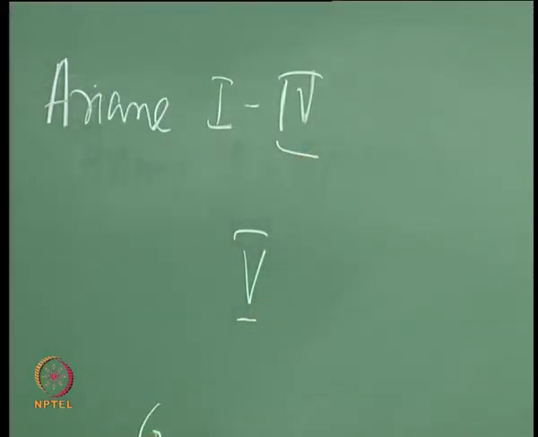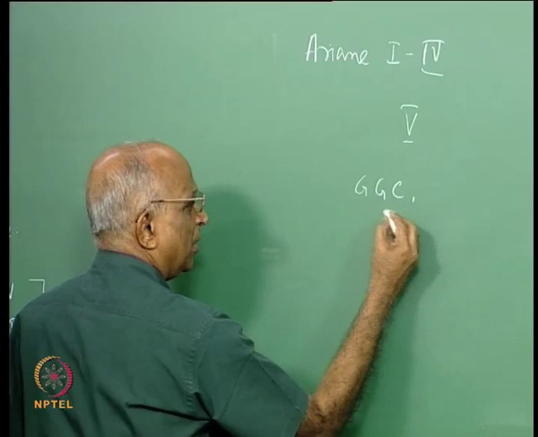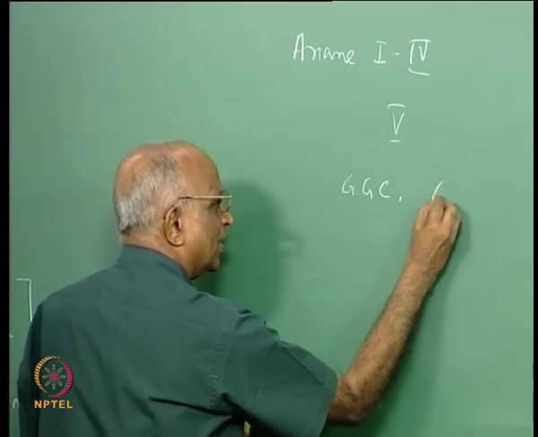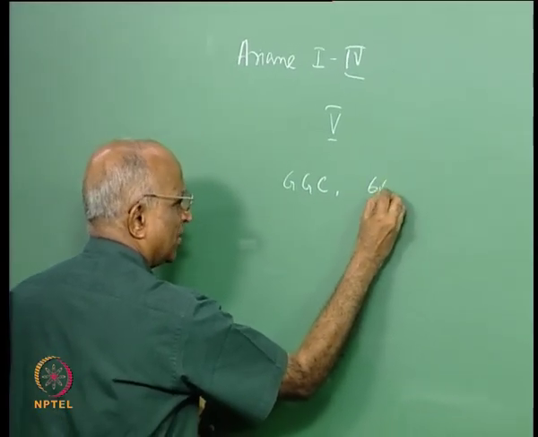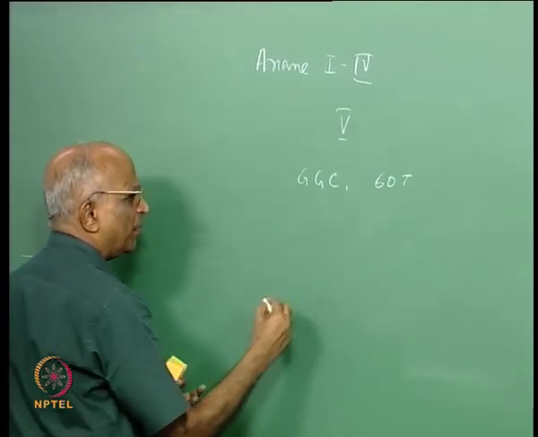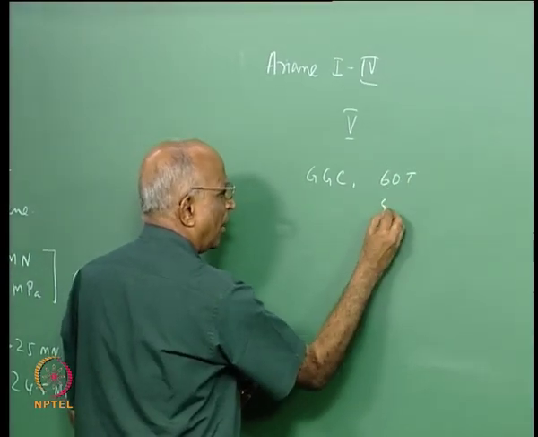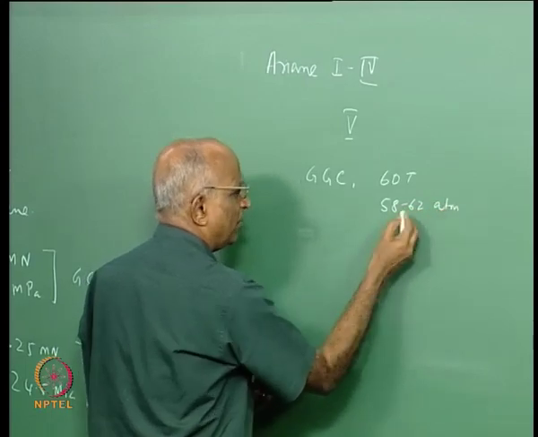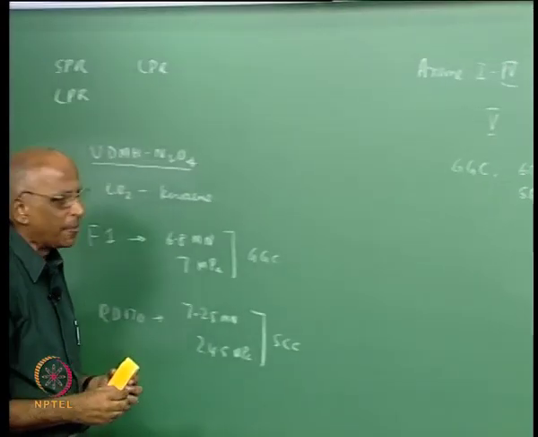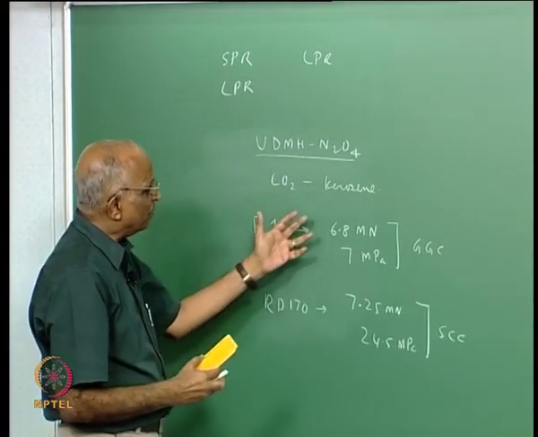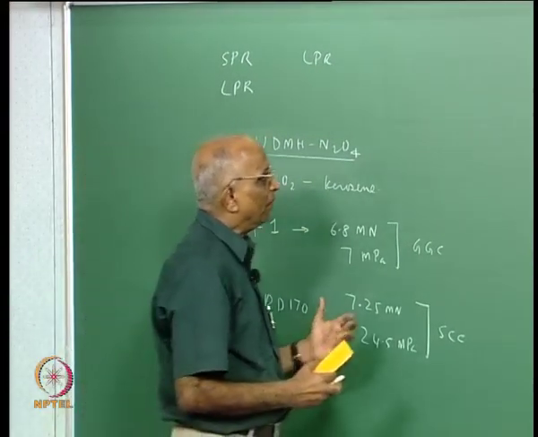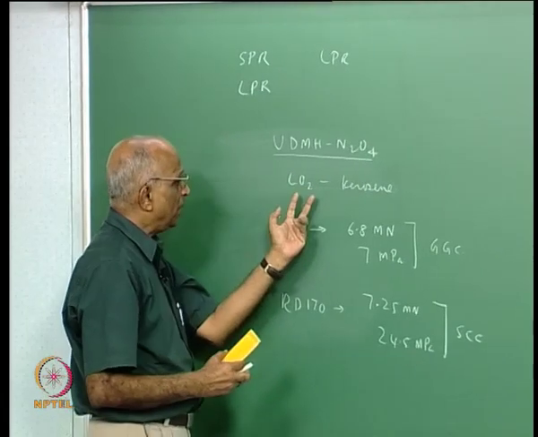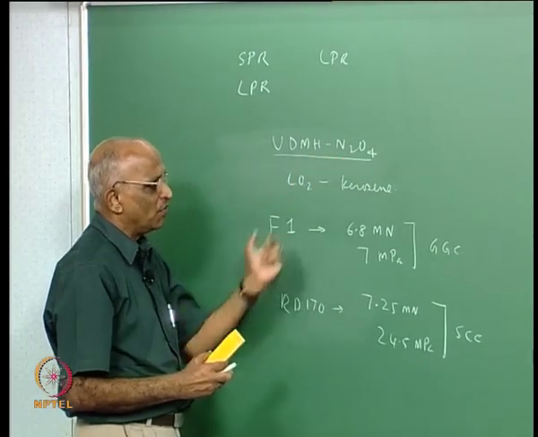It also uses a gas generator cycle, and the typical thrust is around, let us say, 60 ton thrust, and the chamber pressure is around 58 to 62 atmosphere, that means 5 to 6 MPa. Well, these are some of the booster engines with, let us say, the heavy propellants, LOX, kerosene and UDMH N2O4.